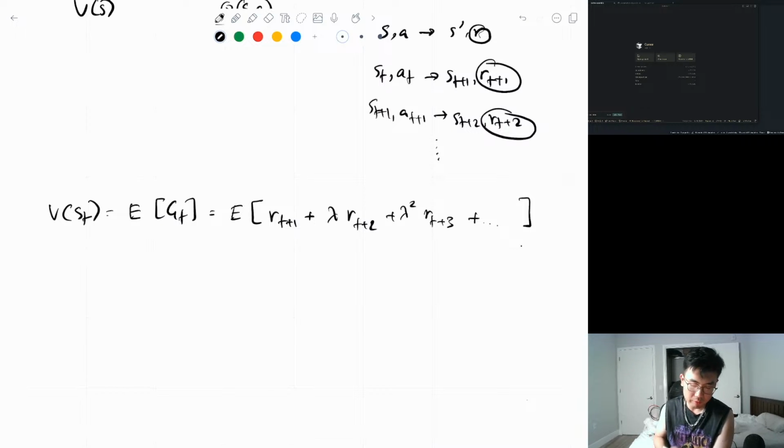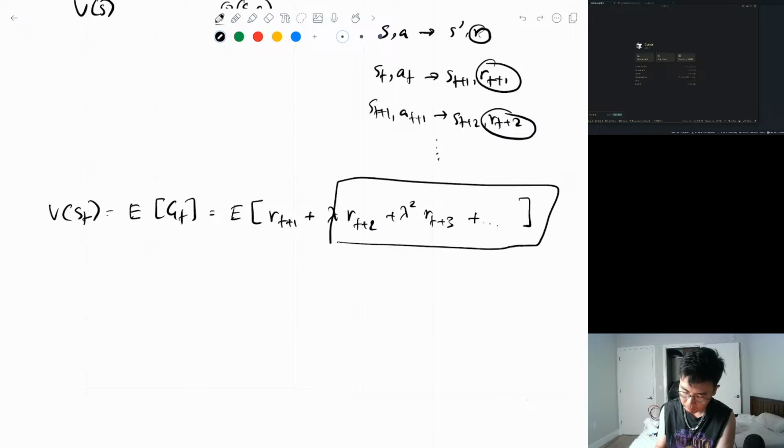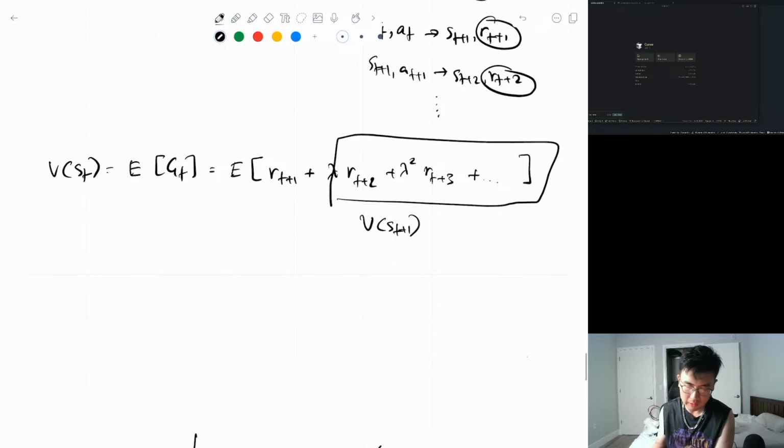In reinforcement learning, if you were to estimate it this way, this is called a Monte Carlo estimate. But oftentimes what we do is bootstrapping, using the Bellman update. What you will notice is that this part could actually be replaced by V of s_{t+1}. And this leads us to the Bellman equation.